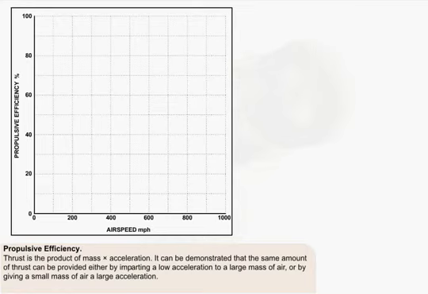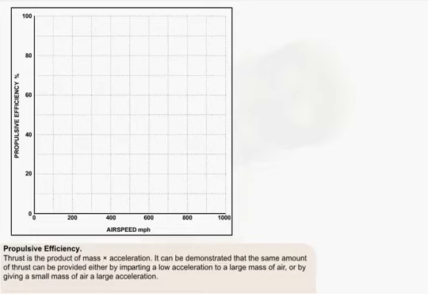We previously explained that thrust is the product of mass times acceleration. It can be demonstrated that the same amount of thrust can be provided either by imparting a low acceleration to a large mass of air, or by giving a small mass of air a large acceleration. In practice, the former is preferred, since it's been found that the losses due to turbulence are much lower and the propulsive efficiency is higher.